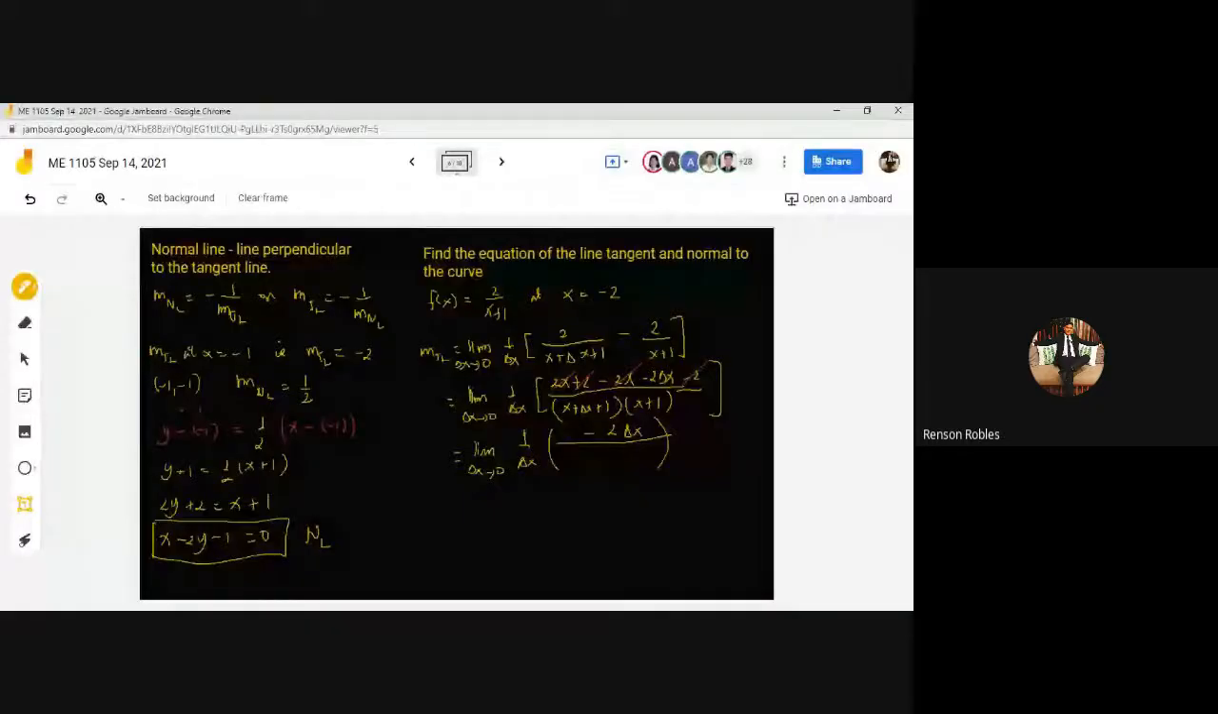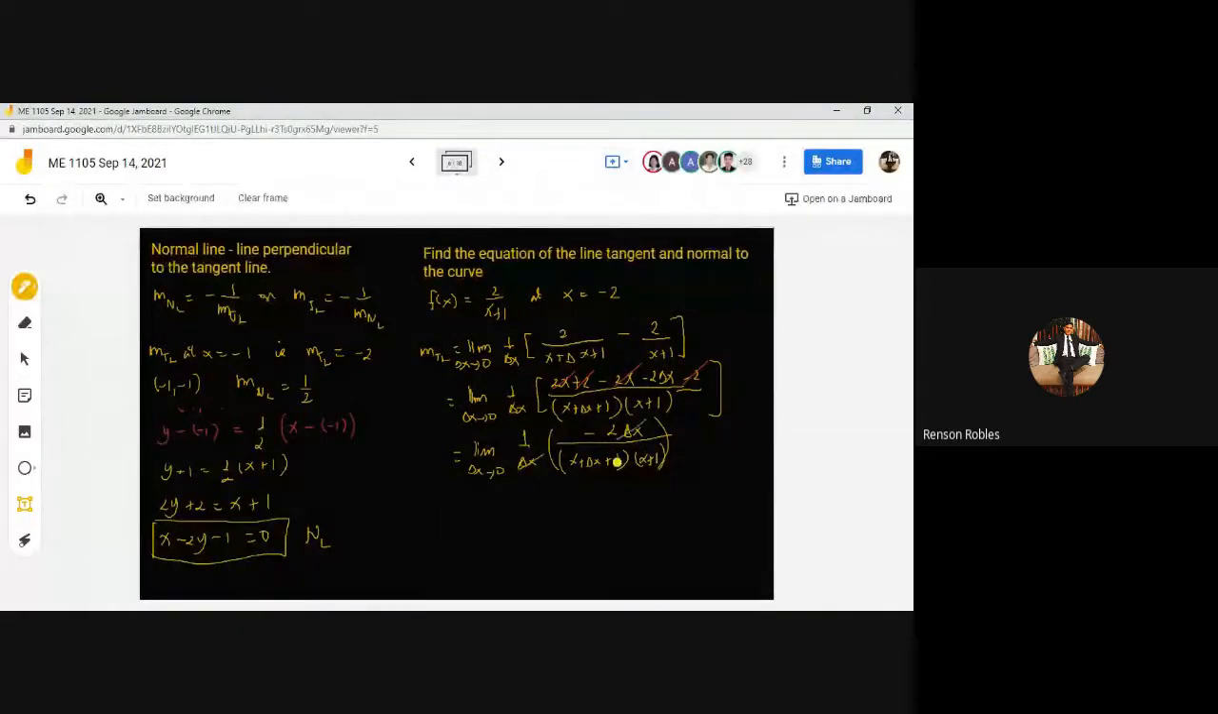All right, and then you can now combine 2x, positive 2, negative 2x, negative 2. And then what is left? Limit as delta x approaches 0, 1 over delta x. On the numerator, you only have negative 2 delta x, all over x plus delta x plus 1 times x plus 1. Okay? And then, yeah, you can now cancel this delta x.